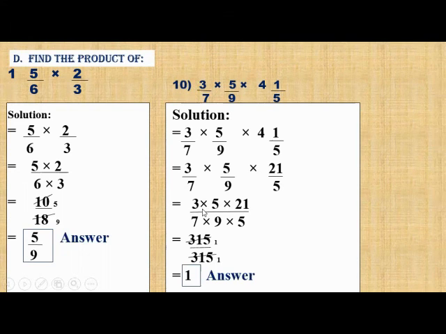Now, in the third step, we have to multiply these fractions. 3 multiplied by 5 multiplied by 21. In denominator 7 multiplied by 9 multiplied by 5. Now multiply these numbers. 3 5s are 15, 15 21s are 315. And in denominator 7 multiplied by 9 multiplied by 5. 7 9s are 63, 63 multiplied by 5 equals 315. As you can see, 315 and 315 are cancelled by 1. So we can cancel this fraction by 1. So 1 is your answer. I hope you all understand how we can find the product of these fractions.